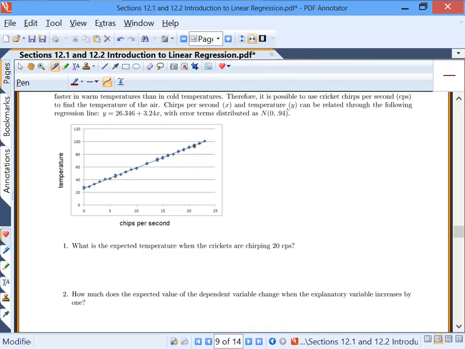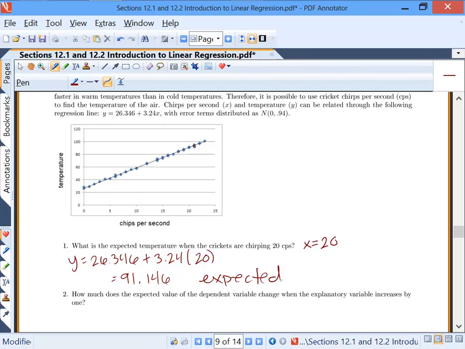Yeah, there isn't necessarily anything special, we just have to plug it in. So in this case, our x is 20, and all we have to do is plug it in. So 26.346 plus 3.24 times 20. We just plug our x value into our equation. Equals 91.146. Okay. And this is our expected value.